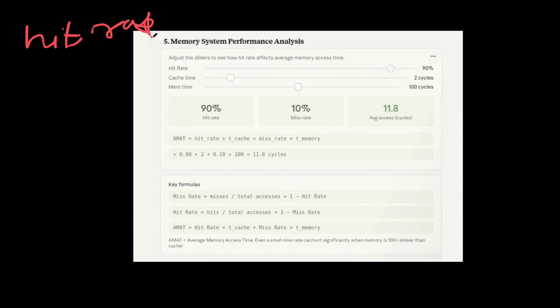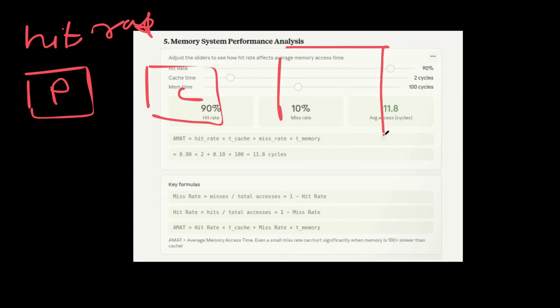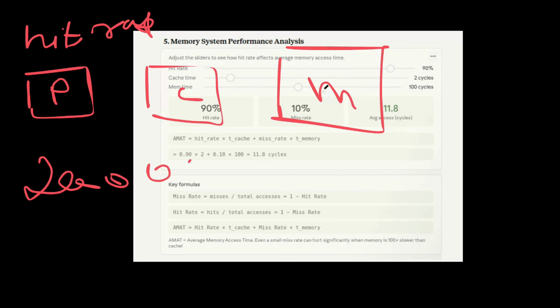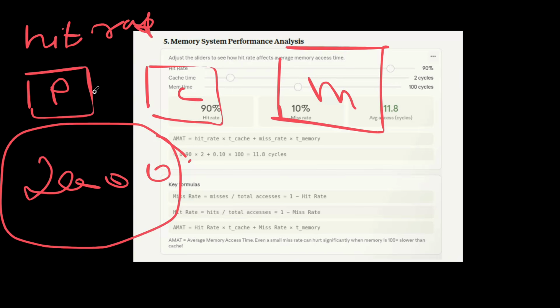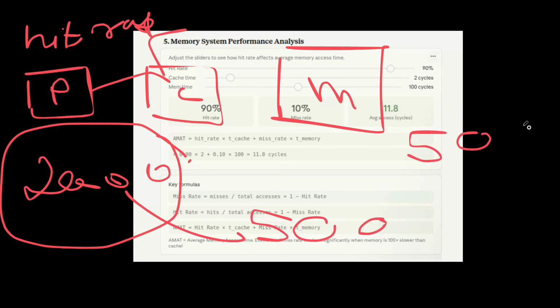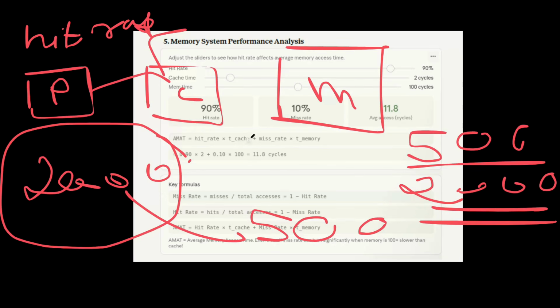Hit rate means, we have our processor with us, we have cache, then we have main memory. Now I want to access, let us say, some 2000 data from the memory. So total access is 2000. Now from that access, let us say 500 data is present in the cache. So the hit rate would be what? The total number of hits would be 500 divided by the total access, that is 2000. This would be the hit rate.